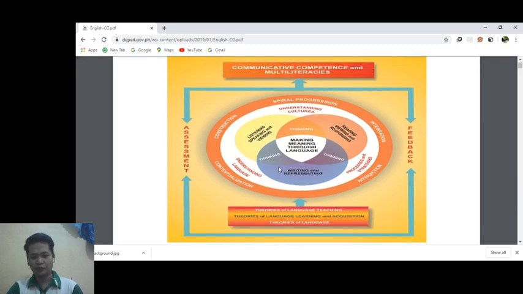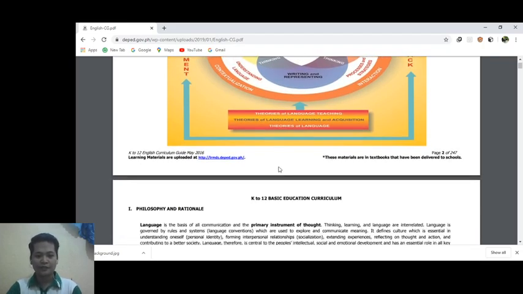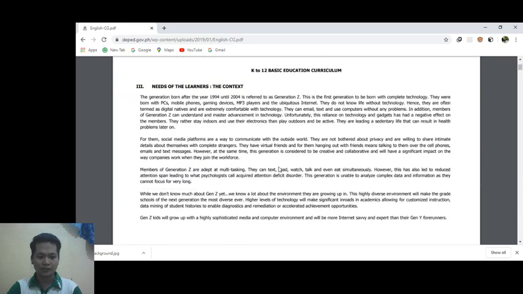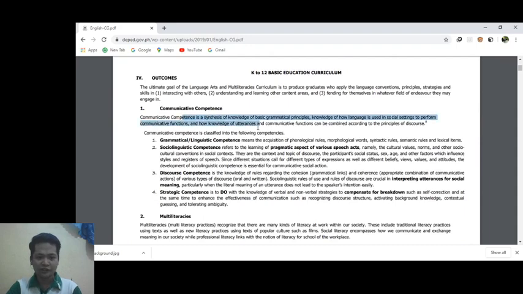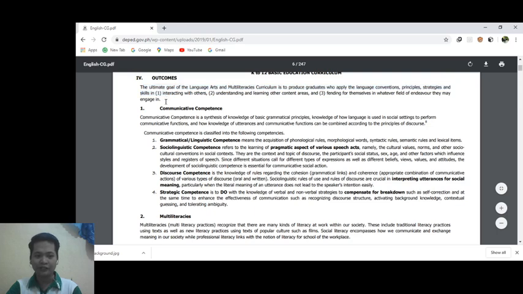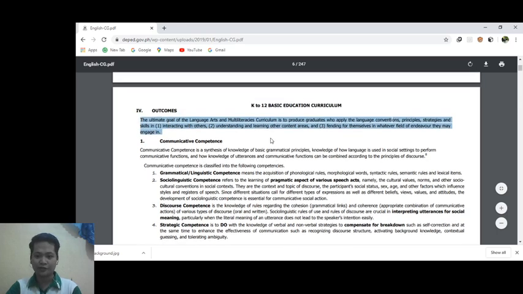Now, I hope you understand it now, but if you have questions, you can just post a question in our Google Classroom, okay? And I'll be happy to attend to your concerns or to answer the questions that you have. So we're going to see here what is really communicative competence. We have here the definition and the competencies, and then the multiliteracies. For that, we have here the outcome. And this was actually asked in the first question in your activity.